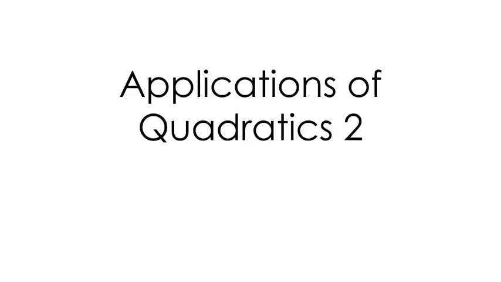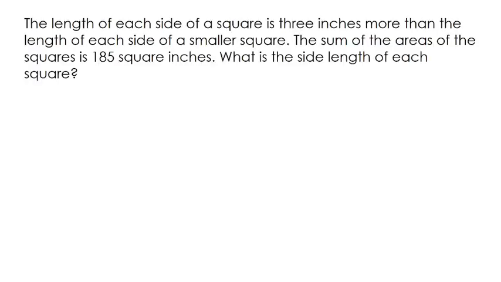Here's my second video on applications of quadratics, or in other words, quadratics word problems. In this first example, it says the length of each side of a square is 3 inches more than the length of each side of a smaller square. The sum of the areas of the squares is 185 square inches. What is the side length of each square?